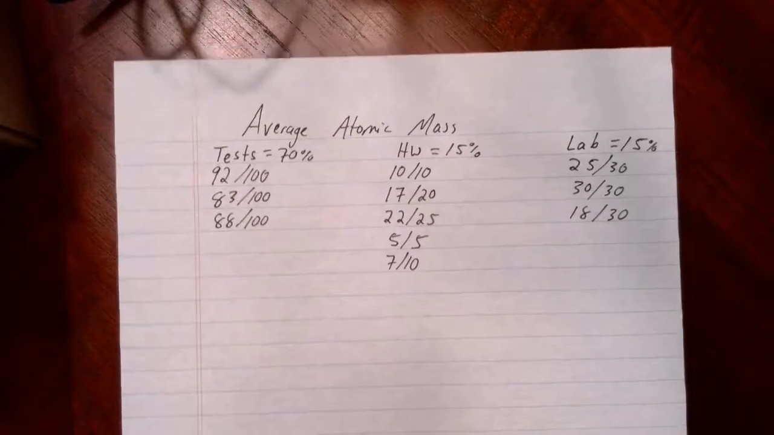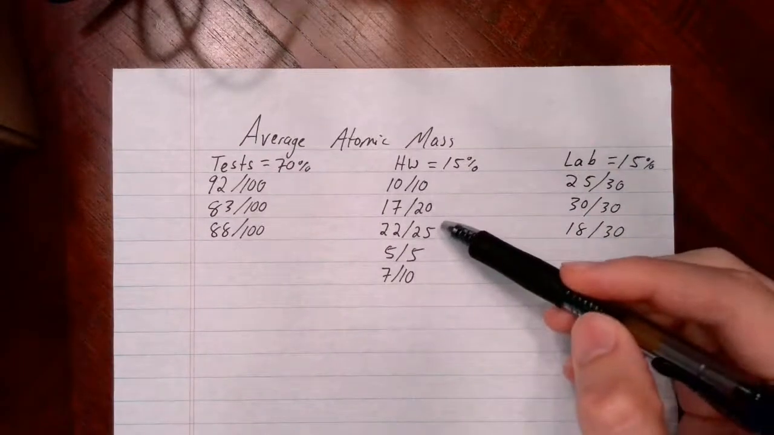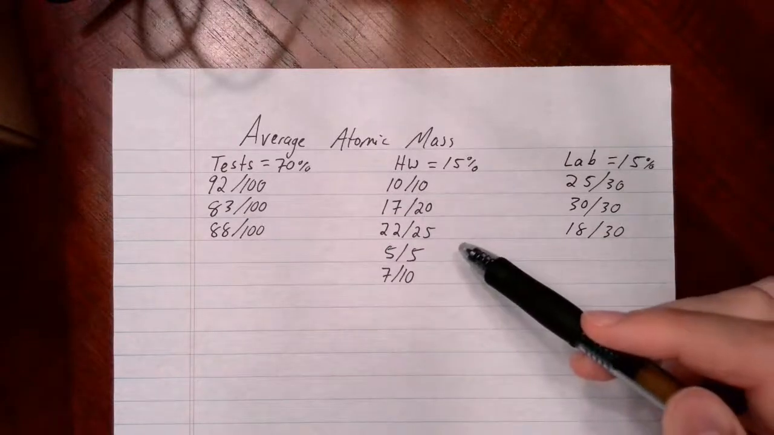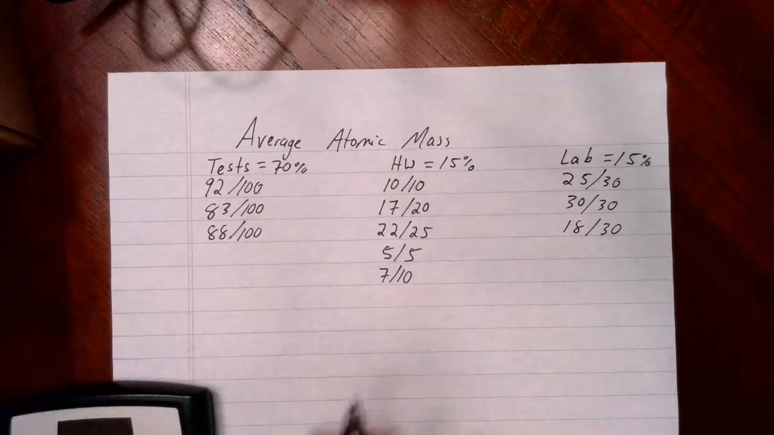So we have a class where test grades are 70% of your grade, homework grades are 15%, and lab grades are 15%. And you want to calculate your overall average in the class. So just by looking at this, you can probably realize that your homework grade really won't affect your overall average as much as your test grades, because it's only worth 15% of your total grade. So the first thing we need to do is go ahead and get your average for each of the categories.